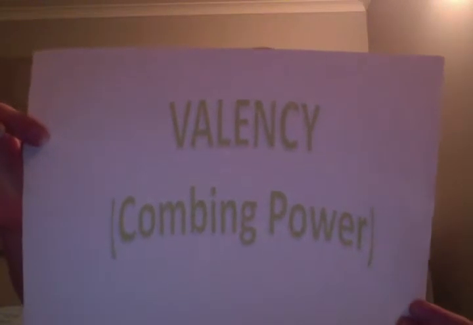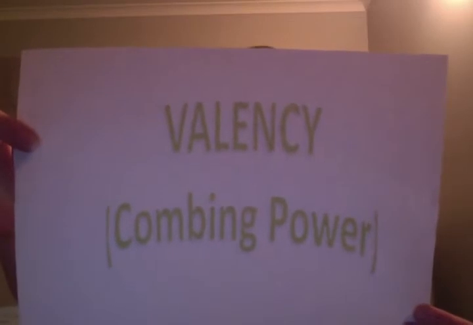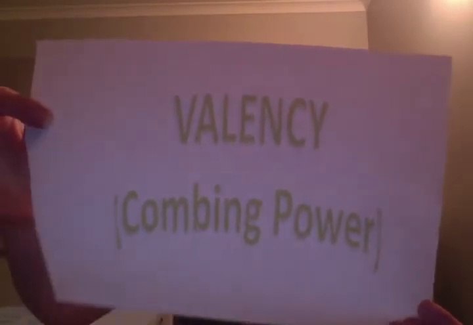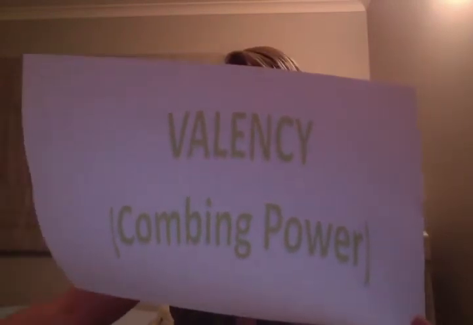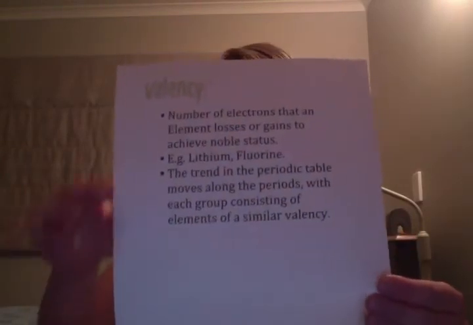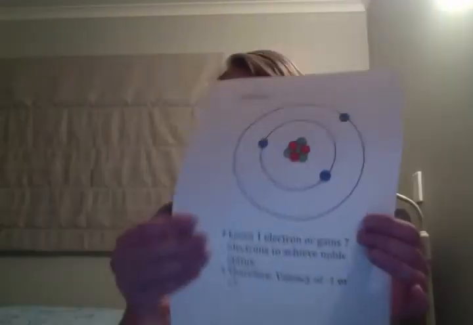Valency, also known as combining power. Atoms are always wanting to achieve noble electron status. This means they seek to have complete outer electron shells. Valency is a term which refers to the number of electrons that an element loses or gains in order to achieve noble status. For example, lithium.